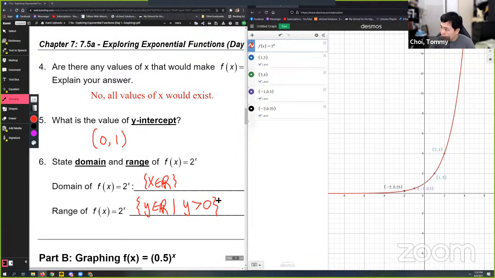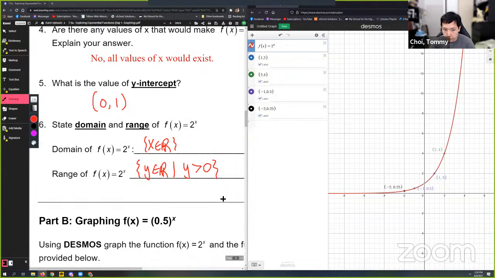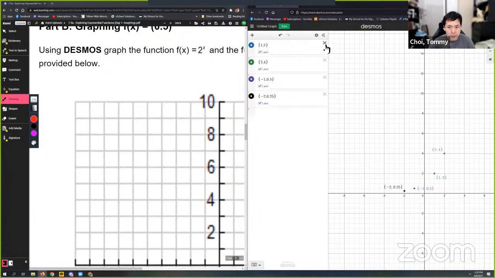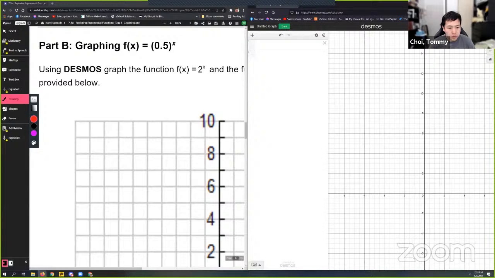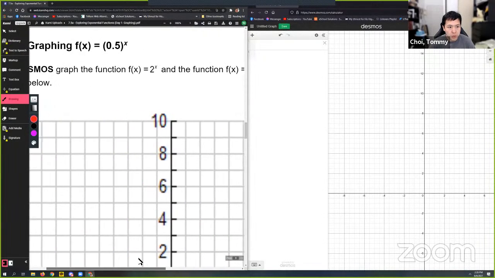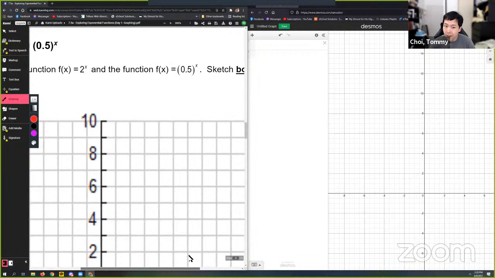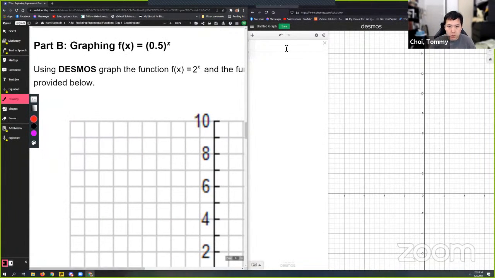Any questions? Going once. Going twice. Okay. So now let's use decimals to graph our second one, which is we're going to graph both 2 to the power of x as well as 0.5 to the power of x. So first, 2 to the x, we know how to draw it.